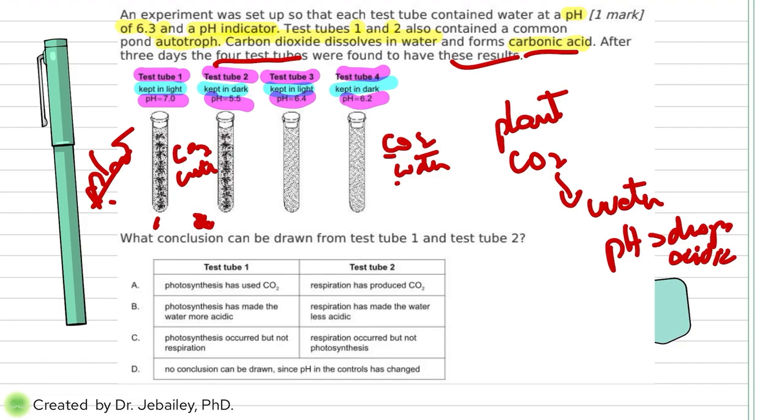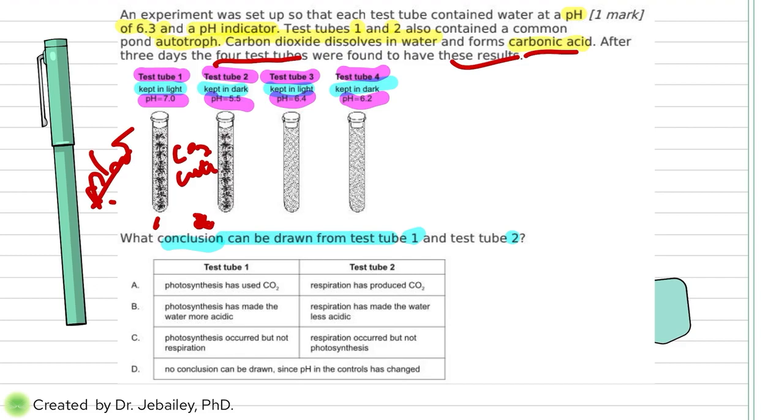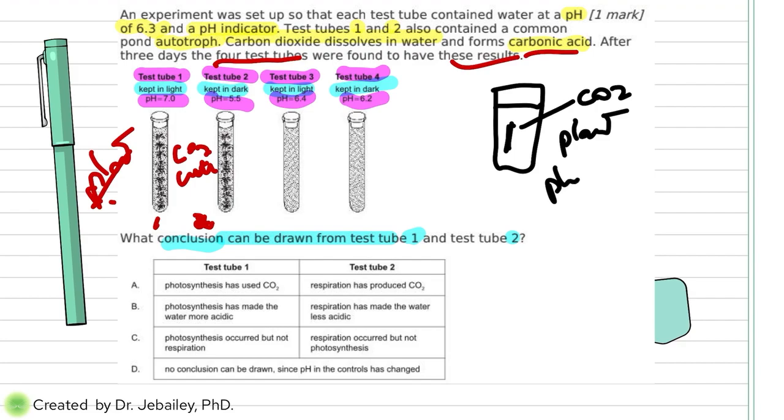So, again, analyzing the graph. Now, what conclusion can be drawn from test tubes 1 and 2? Let's use logic. We're going to use logical thinking here about photosynthesis and cell respiration. So, if you have a bucket, and inside the bucket you've got water with CO2 inside, and there is a plant here. Now, what will the plant do? Plants do photosynthesis.